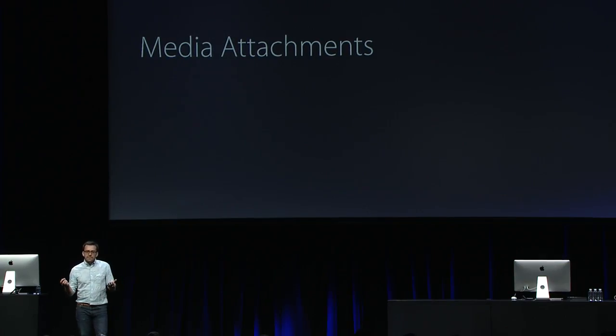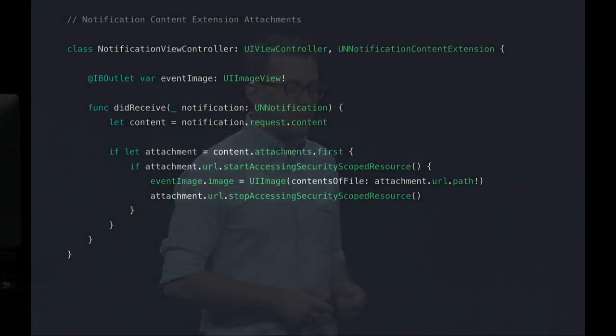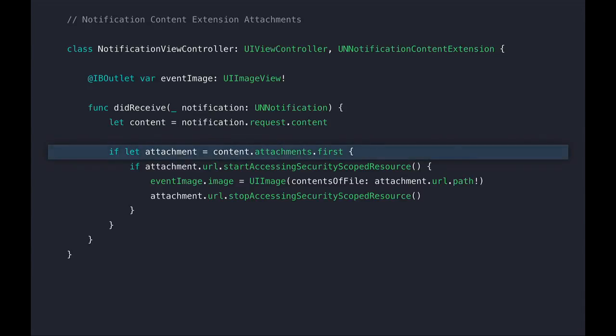But I also know another trick to make notifications look nicer. We can add pictures. Pictures are always nice, especially on party invitations. So we can use the same media attachments that we used earlier also in notification content extensions. Since they're added to the notification content, you can access them inside your content extension. So when you receive the notification, indeed the receive notification method, you can extract the attachment from your content.